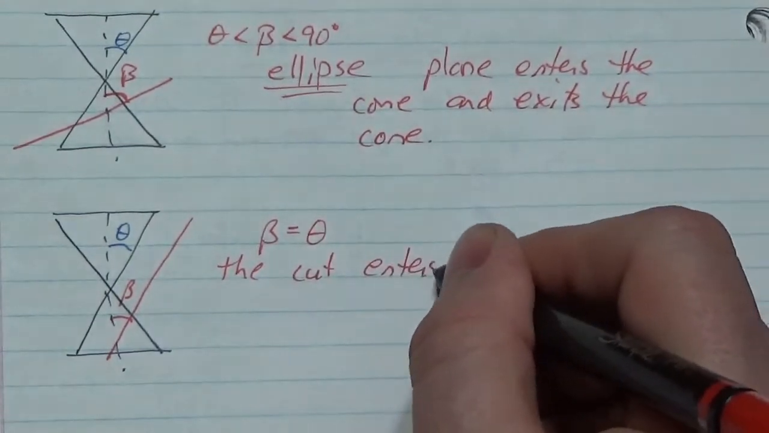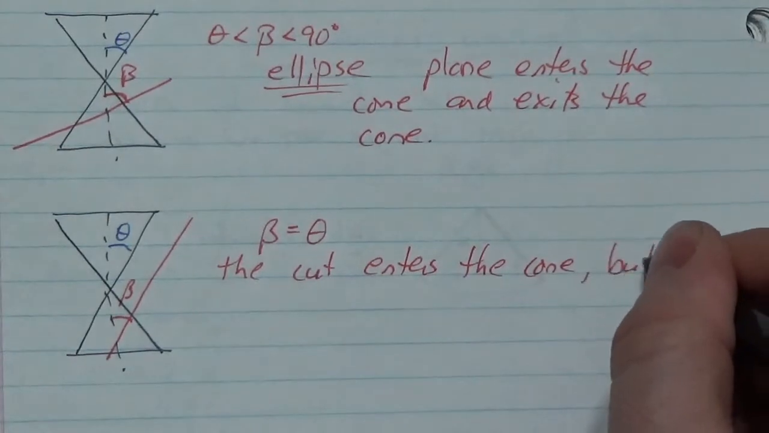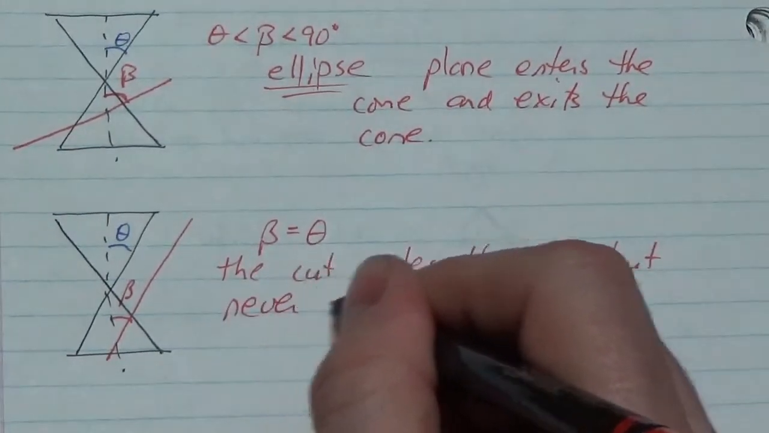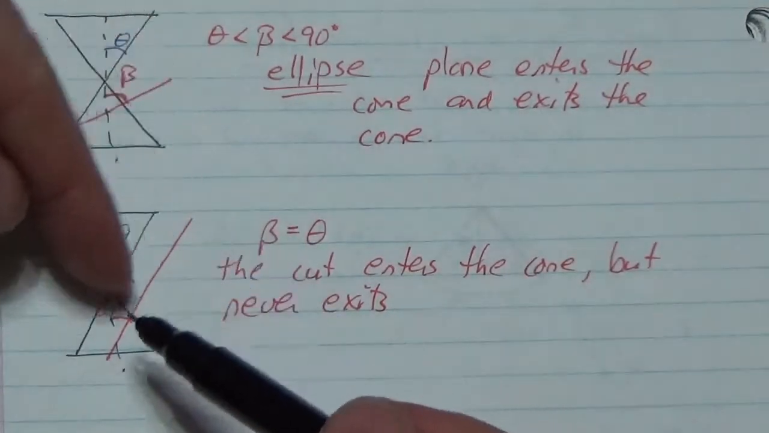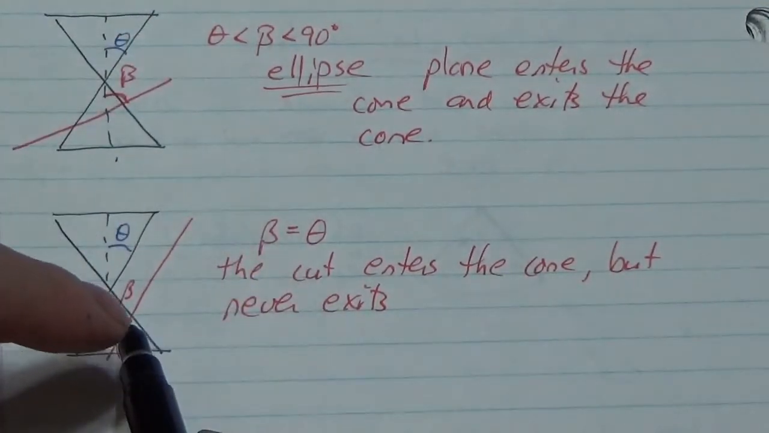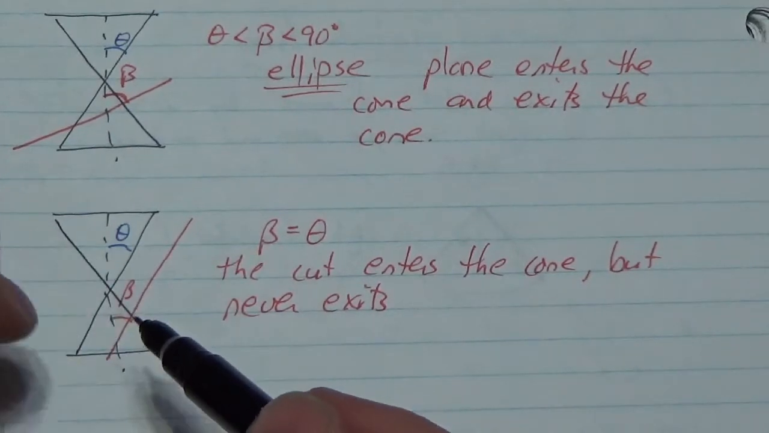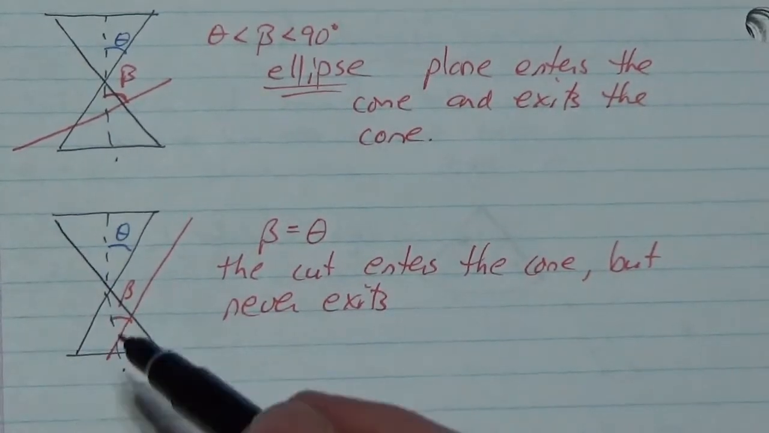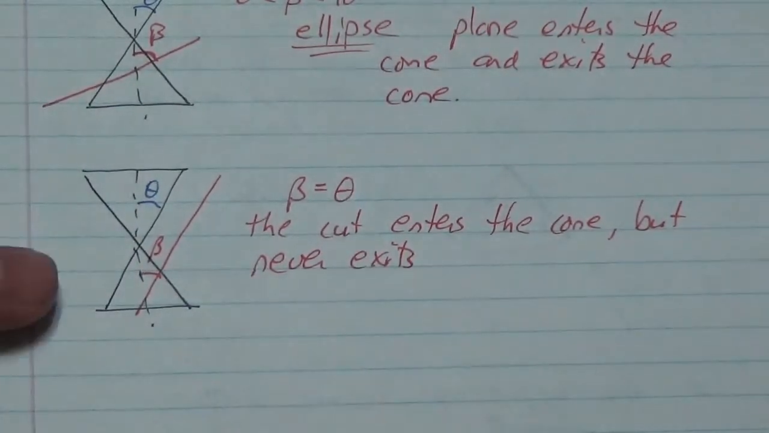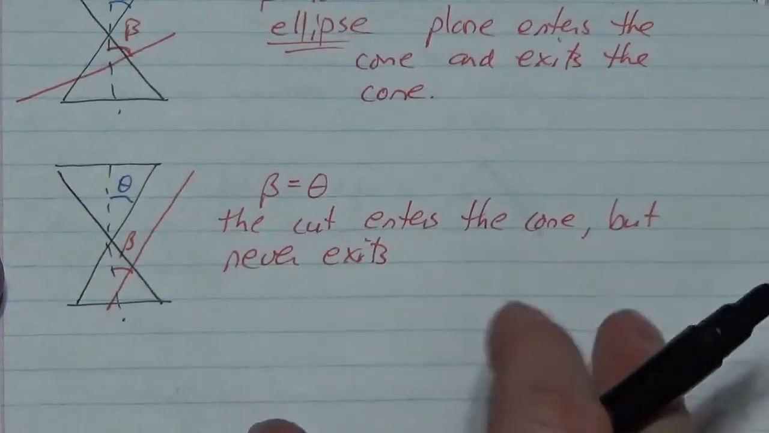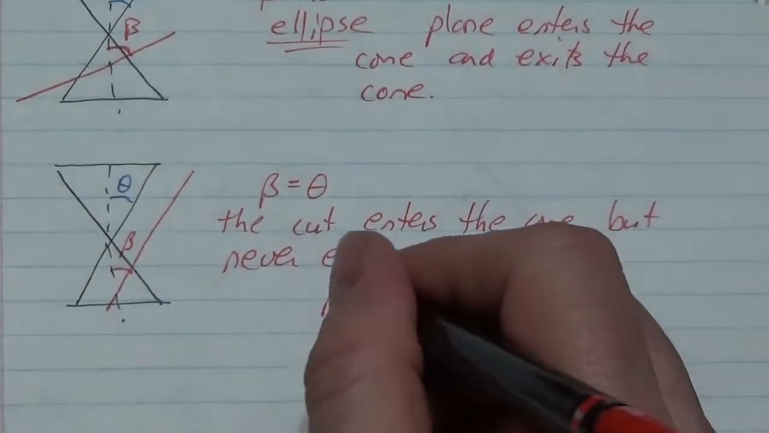enters the cone, but never exits. It enters right here, and it's like we get the one part of an ellipse in this thing. It enters right here, and then as the cut goes down, and remember this cone is going to go out forever, it just gets wider and wider and wider. Can you think of what a shape like that might look like? And the answer is it's a parabola.